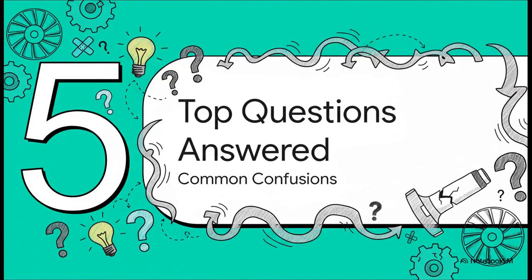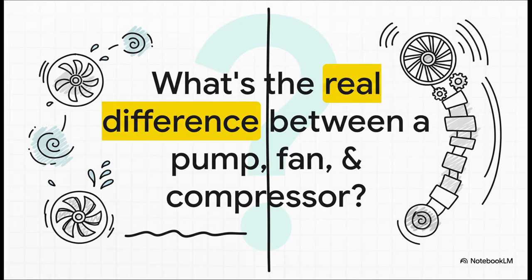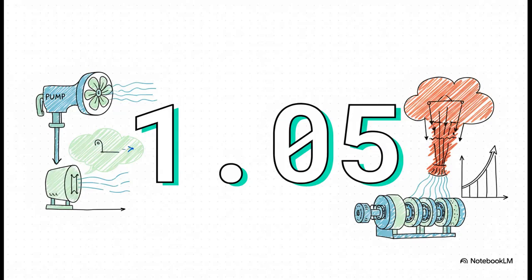Okay, to wrap this all up, let's quickly tackle a few of the most common questions and points of confusion that always seem to come up when we talk about this stuff. First one up is a classic. Pump, fan, compressor. People tend to throw these words around like they're the same thing, but in our world, from an engineering perspective, the dividing line is actually crystal clear. It all boils down to one simple thing: compressibility.